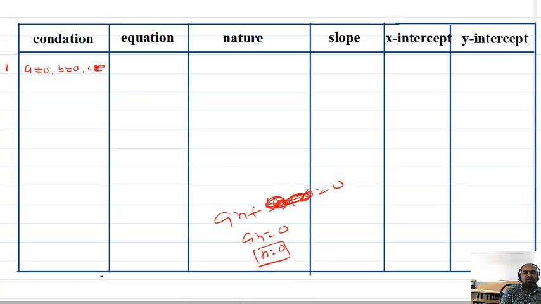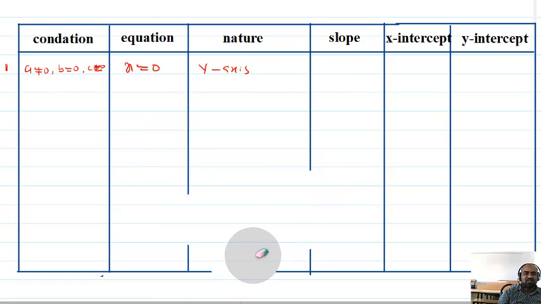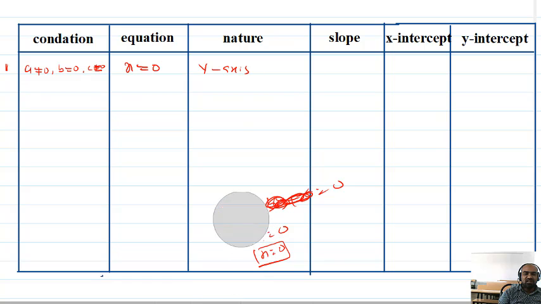X equal to 0. What is x equal to 0? What is the nature? It is the equation of the y-axis. I can write y-axis. What is the meaning of that? Under this condition, it is representing a straight line.